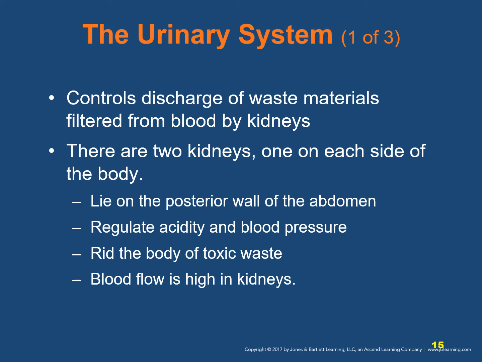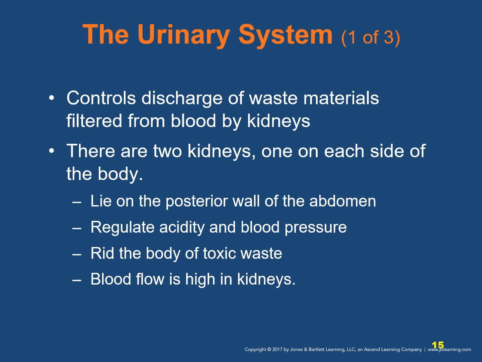The urinary system controls discharge of certain waste materials filtered from the blood by the kidneys. The kidneys are solid organs. The ureters, bladder, and urethra are hollow organs. There are 2 kidneys, one on each side of the body. They lie on the posterior muscular wall of the abdomen behind the peritoneum in the retroperitoneal space. This is what I was referring to earlier.